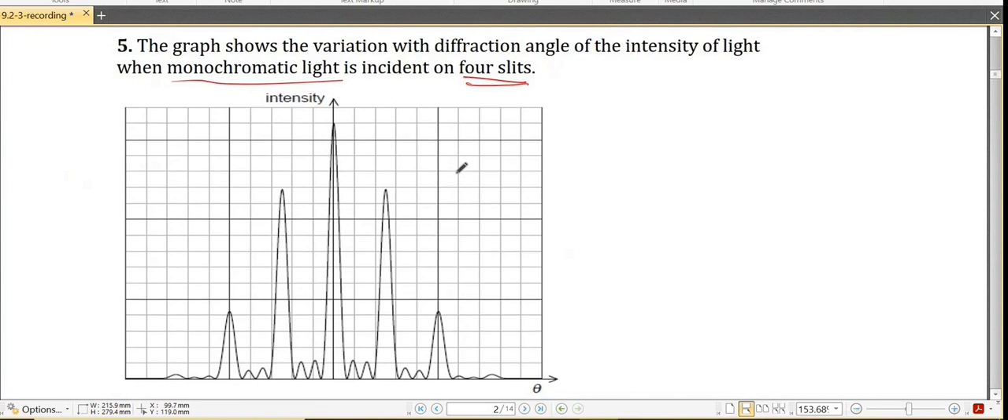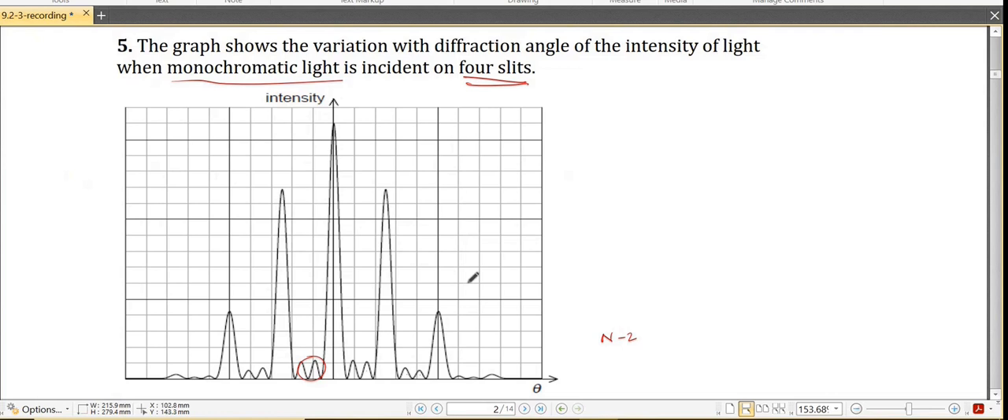Okay, quickly, when the number of slits increases, the secondary maxima will start to appear. These are the secondary maxima. They will start to appear, and the number of secondary maxima will be equal to n minus 2. Since we have 4 slits, there are 2 secondary maxima. You can see the secondary maxima, 2.